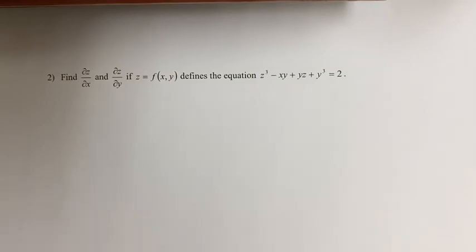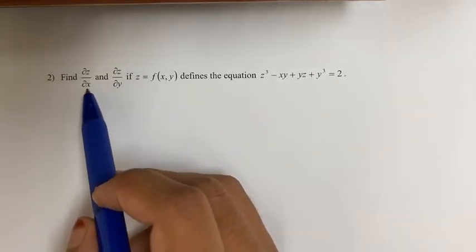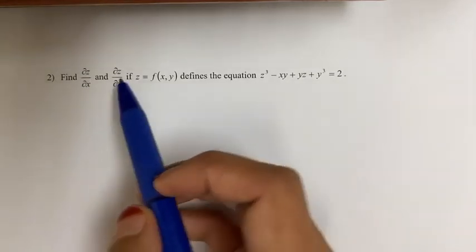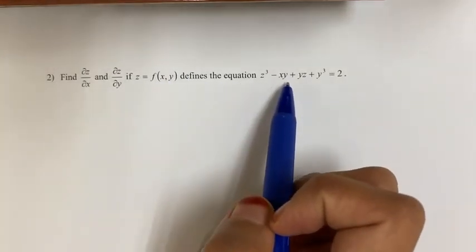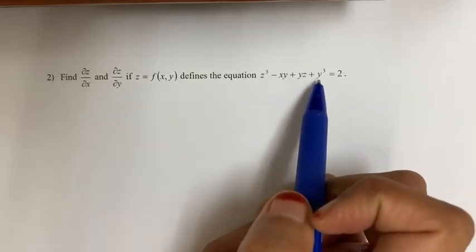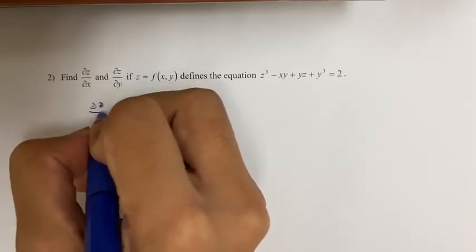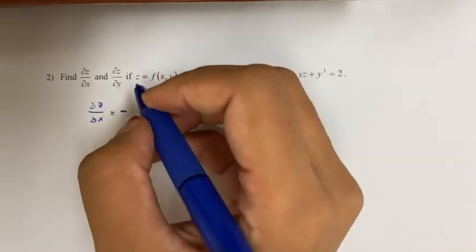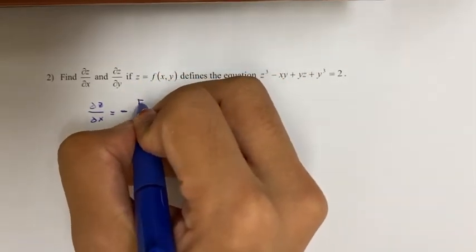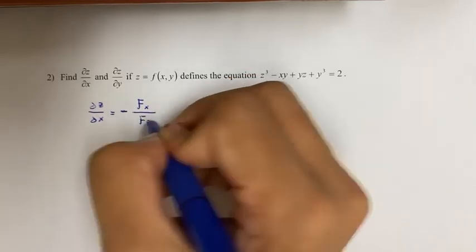The next example is for implicit differentiation for two variable functions. So for this one, we need to find del z over del x and del z over del y. If z is equal to f(x,y) defines the equation z cubed minus xy plus yz plus y cubed equal to 2. Okay, so first for del z over del x is equal to minus sign. Do not forget this minus sign. Fx divided by fz.